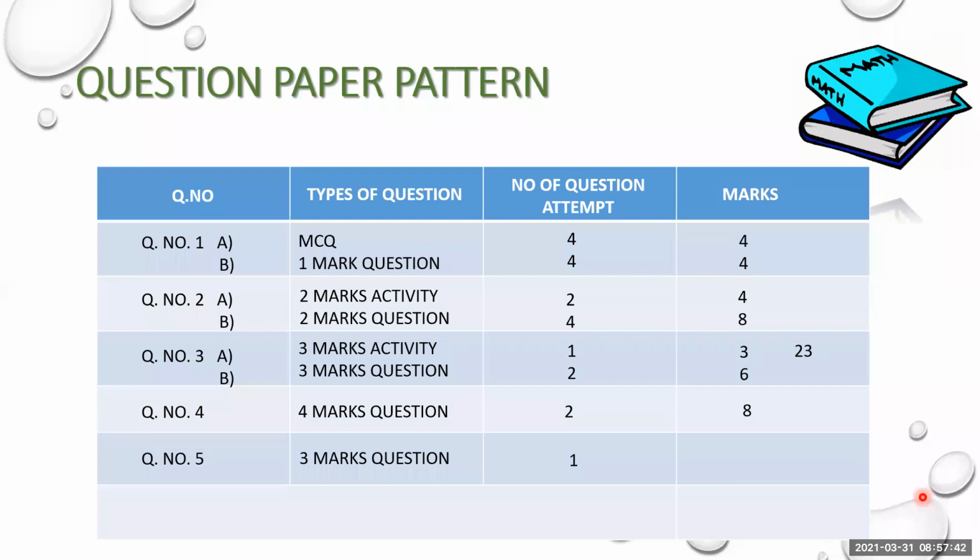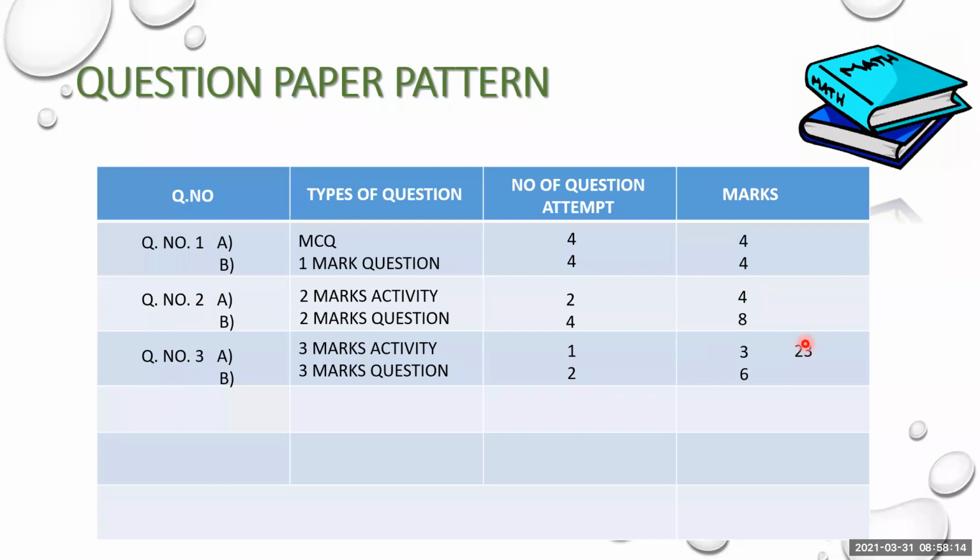Now you see, students, here question number 1, question number 2, and question number 3, first part. Up till here, when you total it, you will get 23 marks. That means 1 mark questions fully covered, 2 mark questions fully covered, and in question number 3 only this activity based question is covered. So up till here you will get 23 marks total.